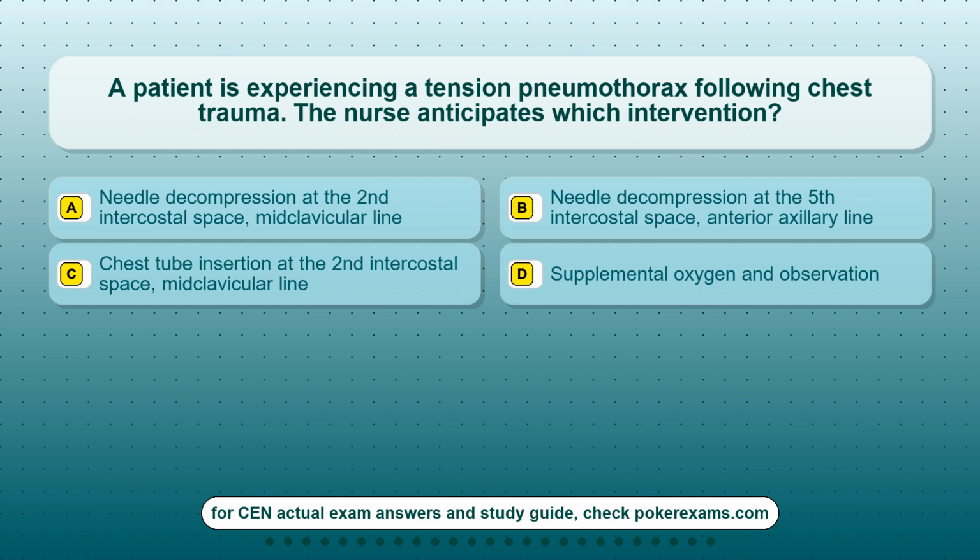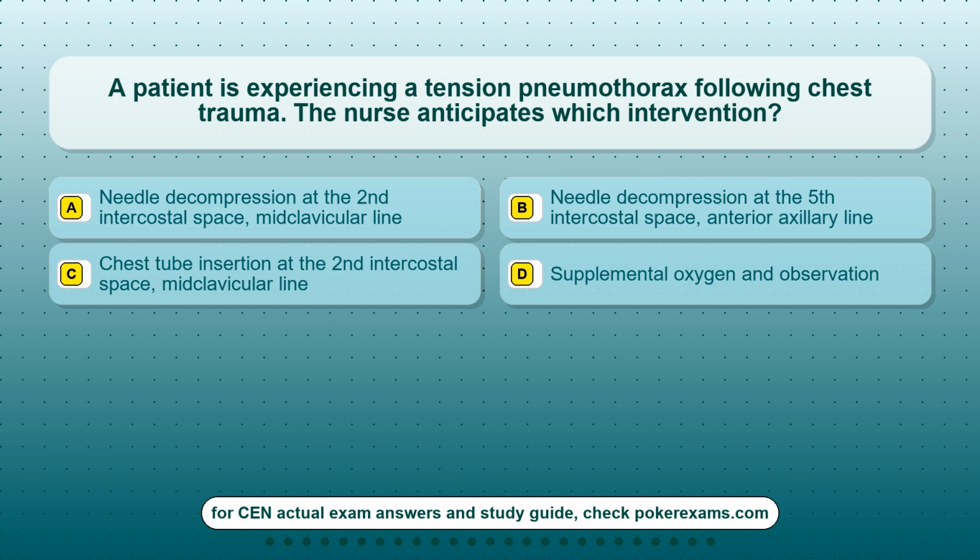Question 1. A patient is experiencing a tension pneumothorax following chest trauma. The nurse anticipates which intervention? Option A. Needle decompression at the second intercostal space, midclavicular line. Option B. Needle decompression at the fifth intercostal space, anterior axillary line.